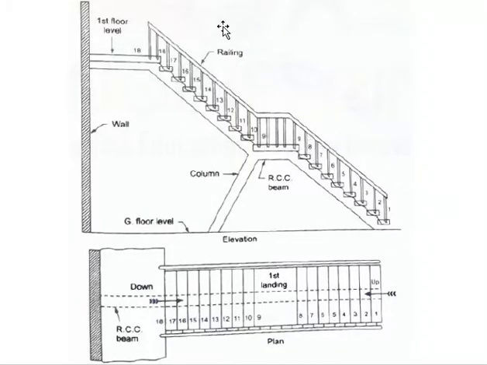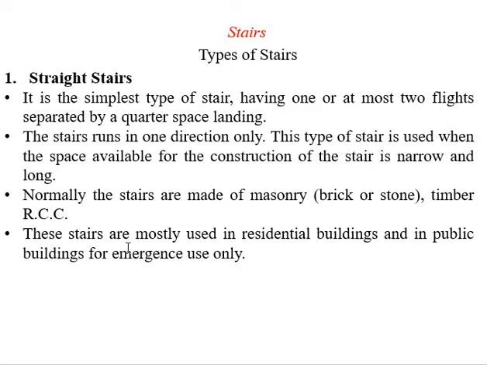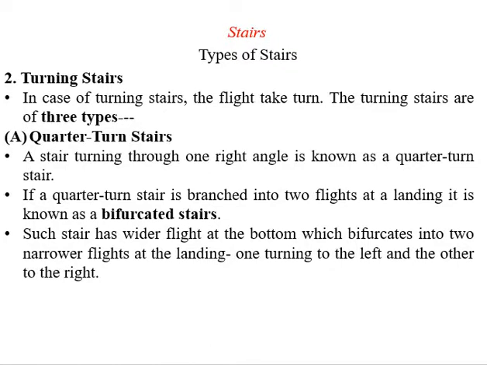So this is flight 1, this is flight 2, and this is a landing that is provided between both of these flights. This type of stair is known as a straight stair. This is the cross-sectional view, and this is a plan view. We are going from first, this is step 1 2 3 4 5 6, this is landing, and again we are going up. So this is the plan of this cross-sectional view of the stair, and these stairs are mostly used in residential buildings as well as in public buildings, and could be used in an emergency condition.